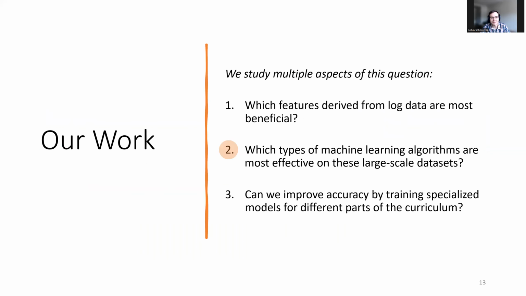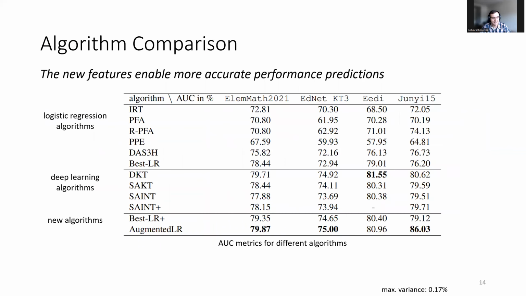Okay, now moving on to the question, which types of machine learning algorithms are most effective on these large scale data sets? Here we perform a comparative study of different methods across these 4 data sets. The first family of models are the logistic regression models. If we compare those to our new algorithms, we see AUC improvements of 1, 2, and even more percent.